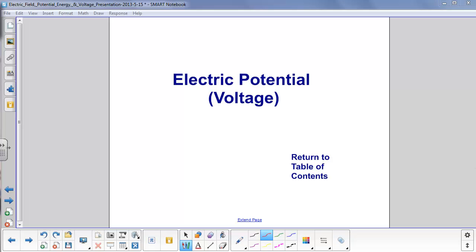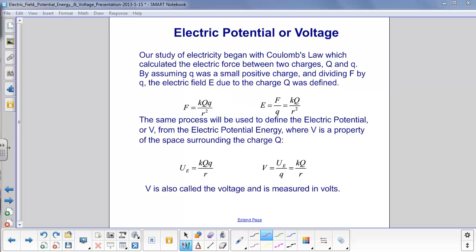Electric potential, or voltage, is going to be a little trickier. We don't have an exact analog with the gravitational field and the gravitational force and gravitational potential energy. We're striking out into new territory here. Let's review where we started with electricity.